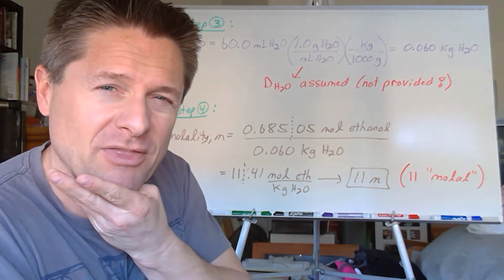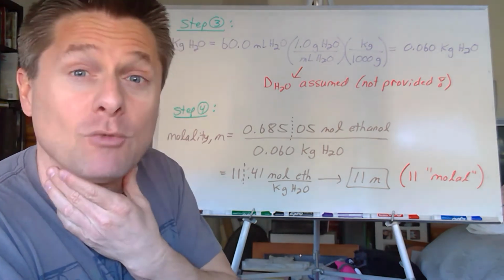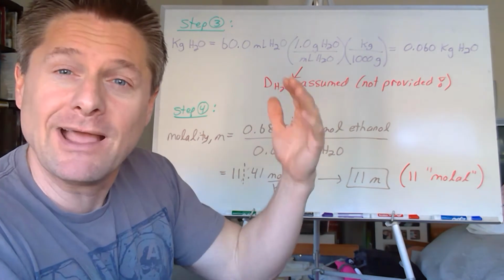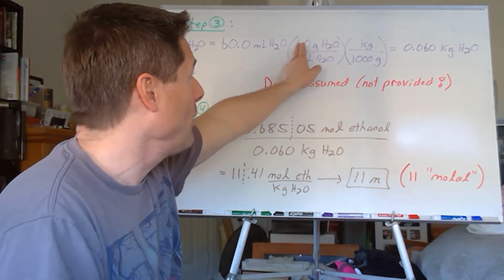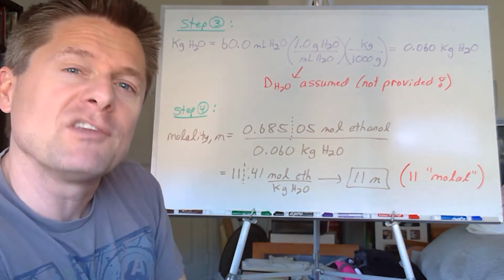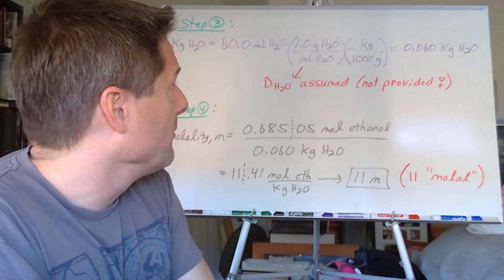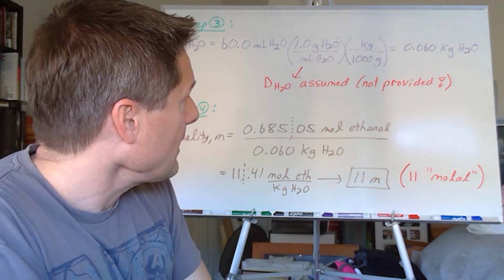You're pushing it going to 3. 1.00 might be pushing it because you don't know the temperature, right? And the density decreases as temperature increases. So 1.0 grams of water per milliliter is a fairly safe assumption. You can go to 2, right?